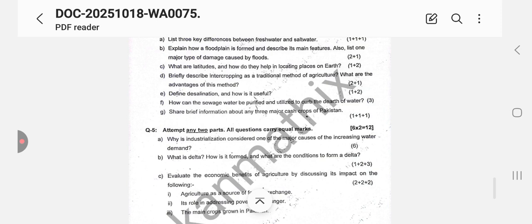What are latitudes and how do they help in locating places on the earth? D is briefly describe intercropping as a traditional method of agriculture. What are the advantages of this method?